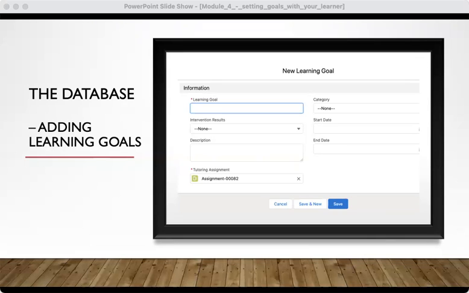You can update this multiple times if you wish throughout the learner's journey. You can add the start date for each one, and when they complete the goal, add in the date that it was accomplished.